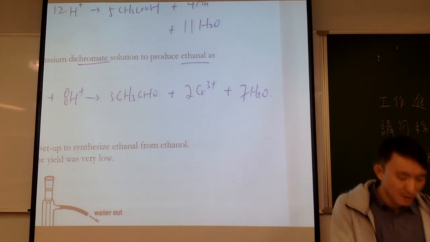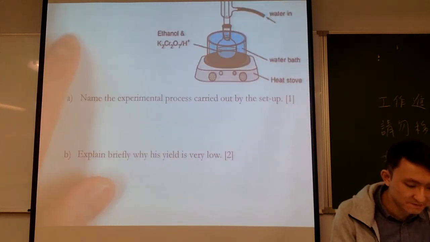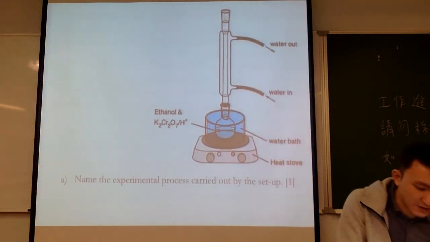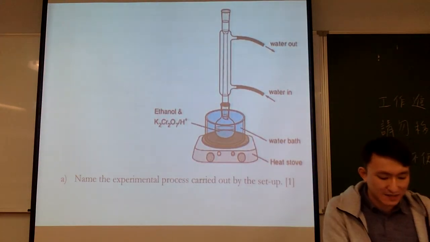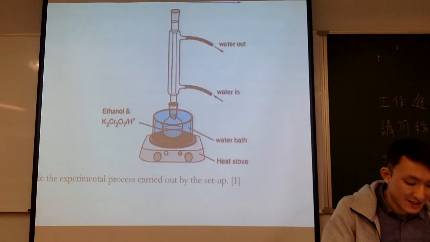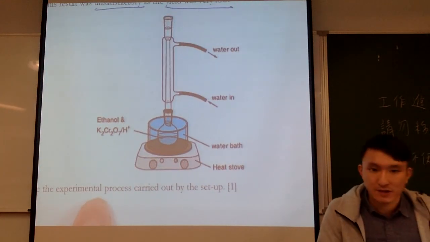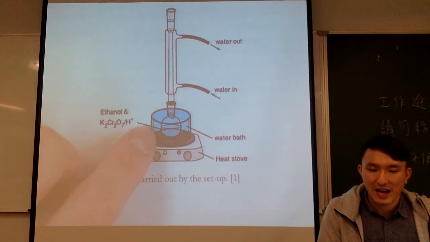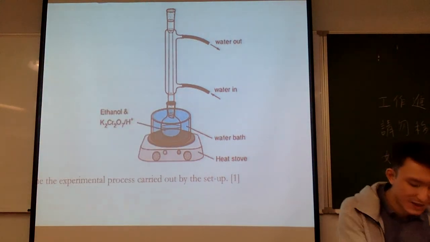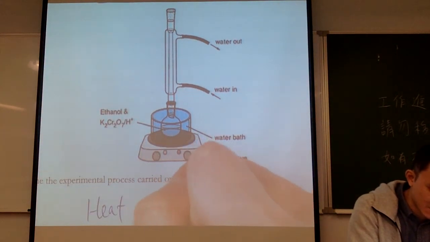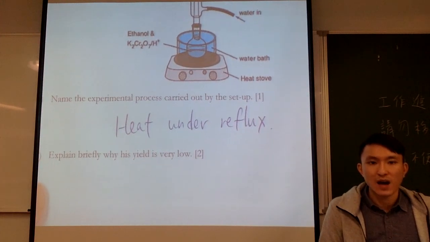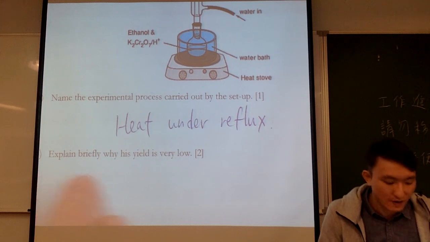All right, the last one. A student used the following experiment to synthesize ethanal from ethanol, but the result is unsatisfactory as the yield is very low. What is the name of this experimental process? You see, we have the container here, and a condenser connected this way. This is heat under reflux. And why is the yield very low?